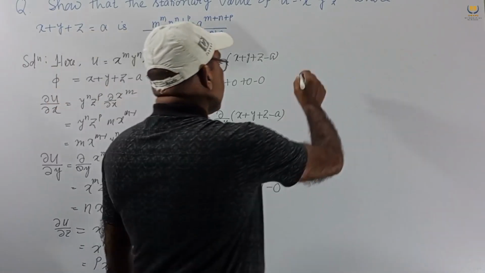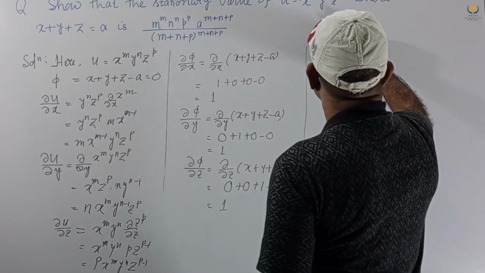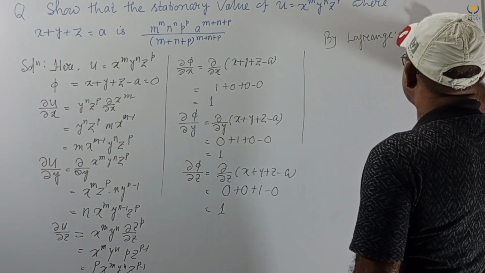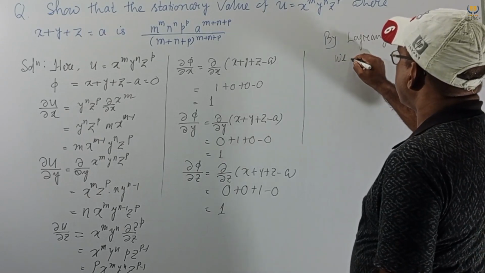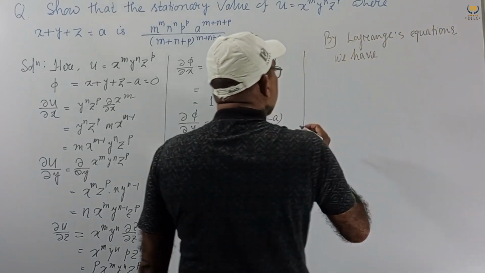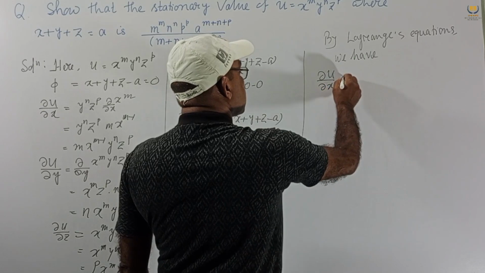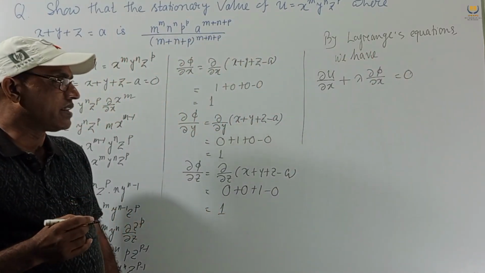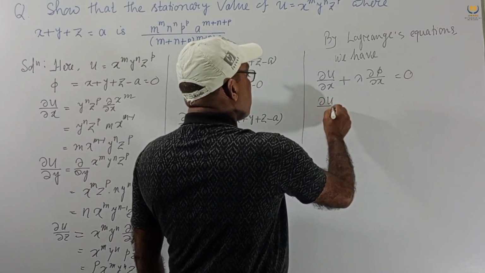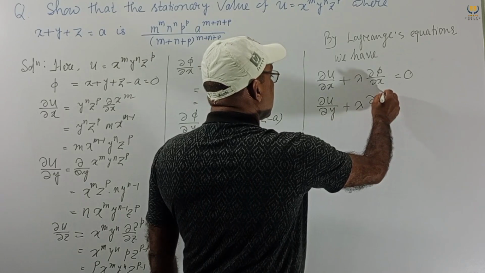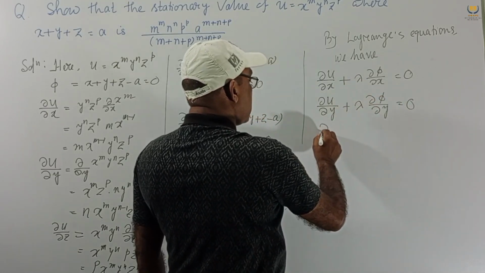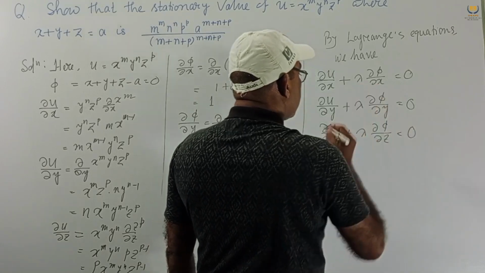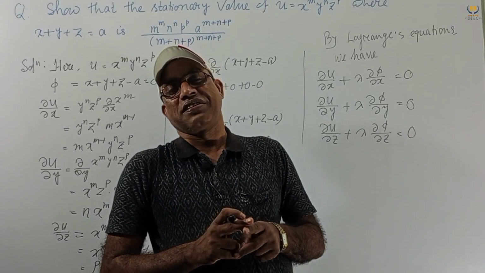We get this one. So by Lagrange equations, we have del u del x plus lambda del phi del x equal to 0. First we get this equation. Next, del u del y plus lambda del phi del y equal to 0. Del u del z plus lambda del phi del z equal to 0. These are called Lagrange equations or Lagrange method.